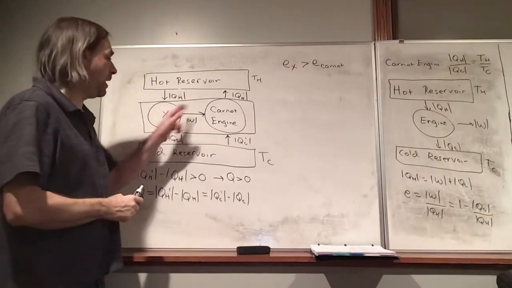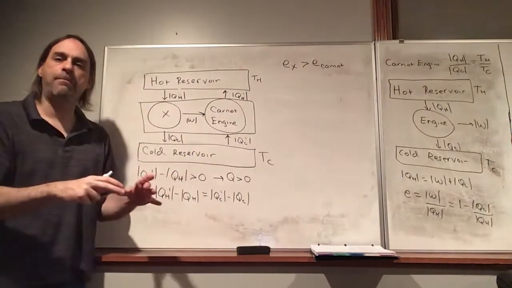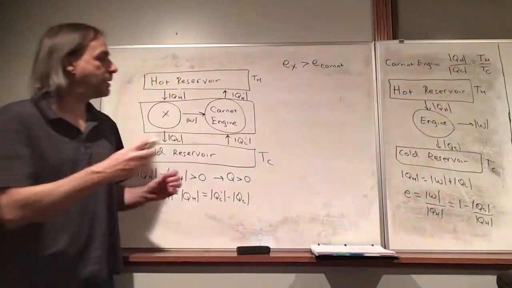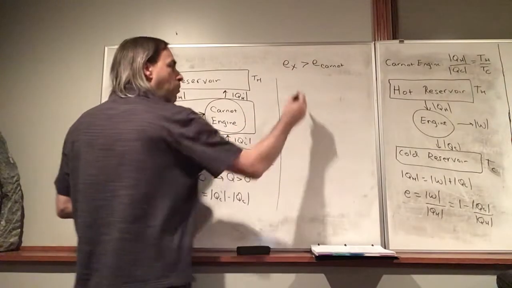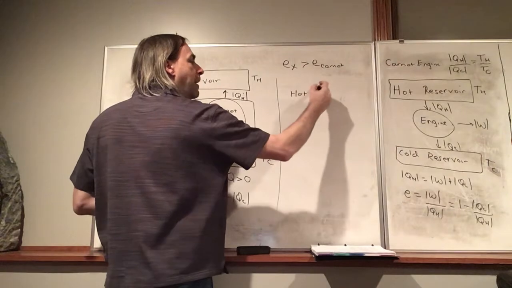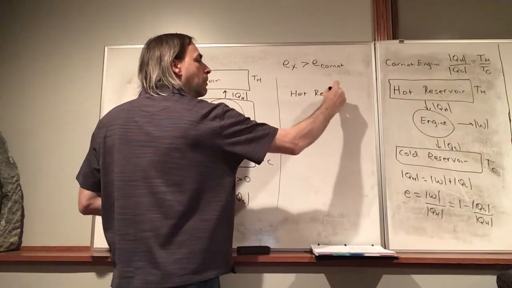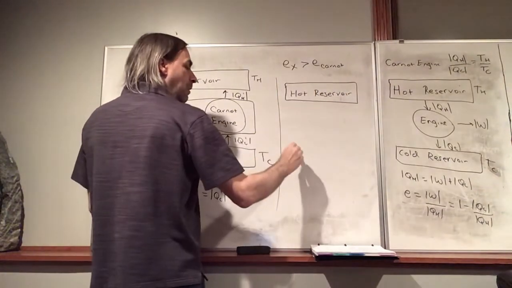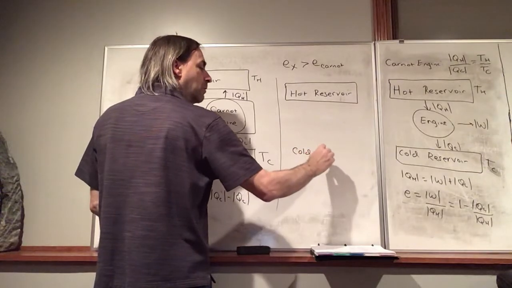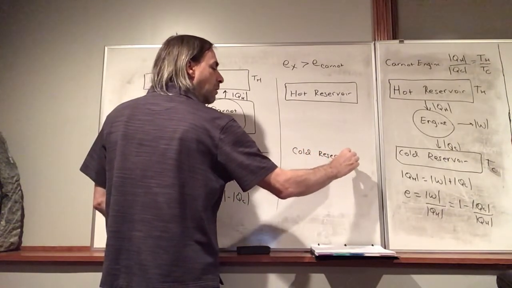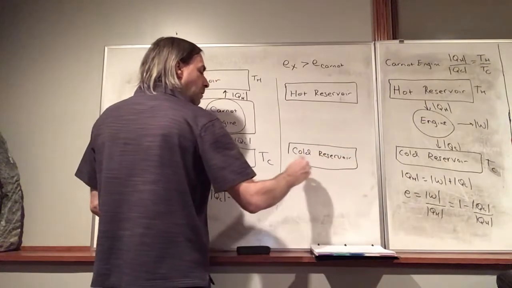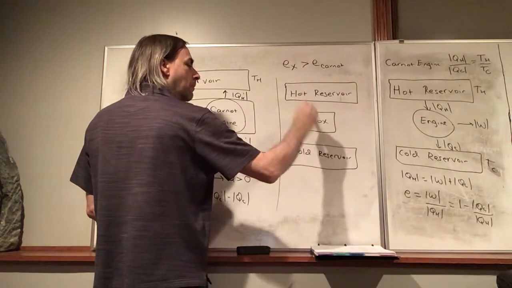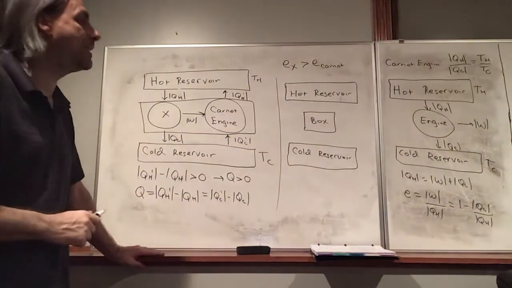So we've got our engine X and our Carnot engine. Say we put them in a box. So we're outside, we can't see what's going on inside this box. So from our perspective, what we're looking at, we have a hot reservoir and a cold reservoir. And then we have this box. We don't know what's inside. We can't see what's inside.